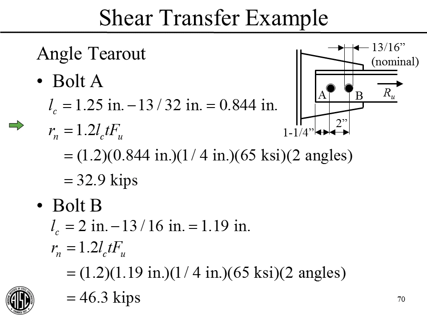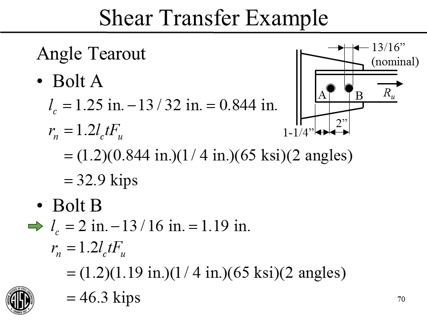Okay, so angle tear out, that's going to be different at bolt A and B. Bolt A is tearing out the end, B is tearing out between the bolts. So at bolt A, the length of the shear planes are 1.25 inches here, minus half of the hole diameter. And the hole diameter, if we use the nominal, 13/16, so half that is 13/32. So subtract that out, we get 0.844 inches. Okay, so plugging that in here, we get 32.9 kips, and that's the tear out strength for bolt A. Again, that's tearing out like through here to the end of the angle.